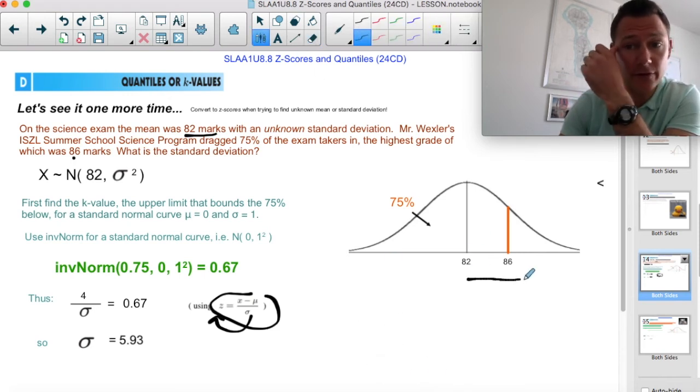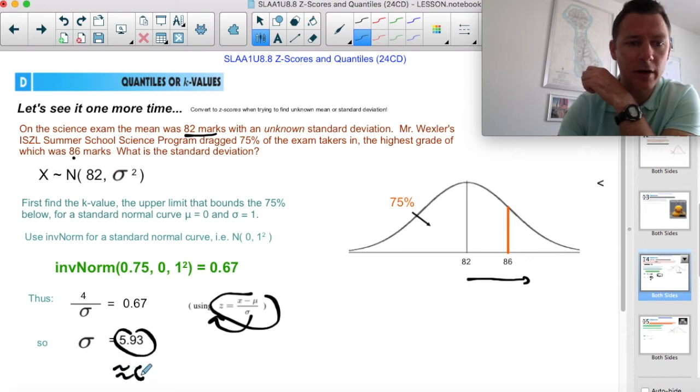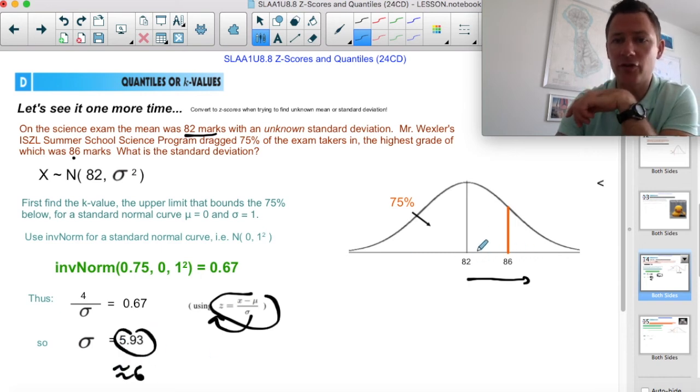It should make sense, because if this is the mean, a full standard deviation is about 6 units above. So one full standard deviation should be 6 units. 1, 2, 3, 4, 5, 6. That's one standard deviation.